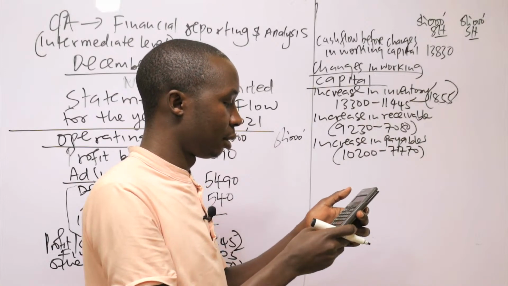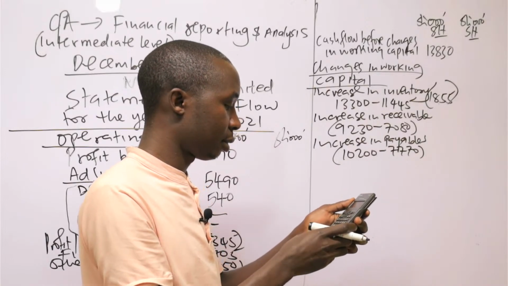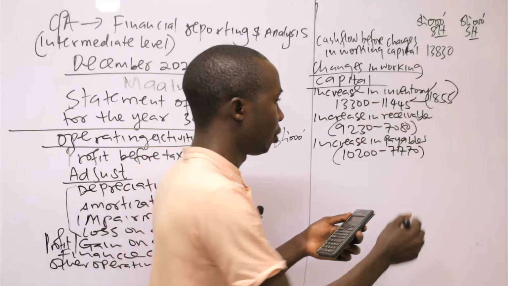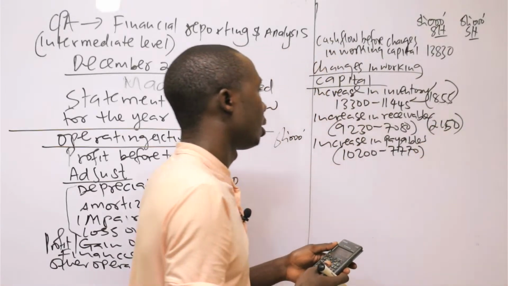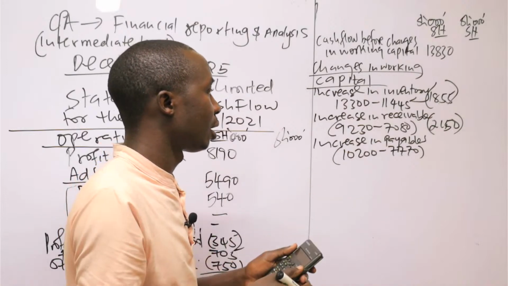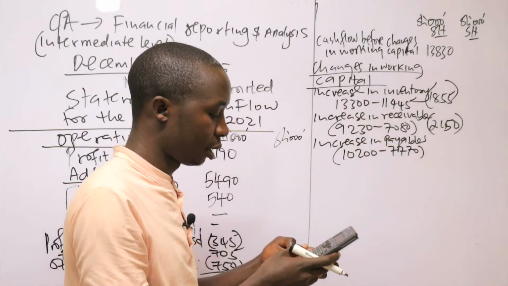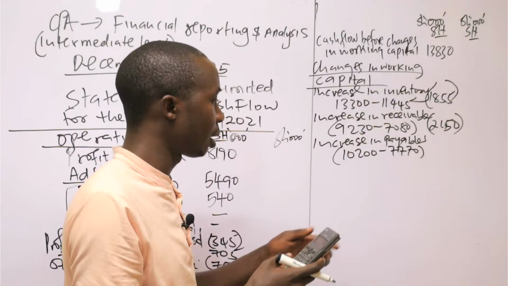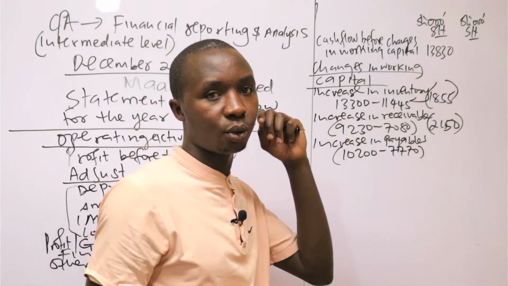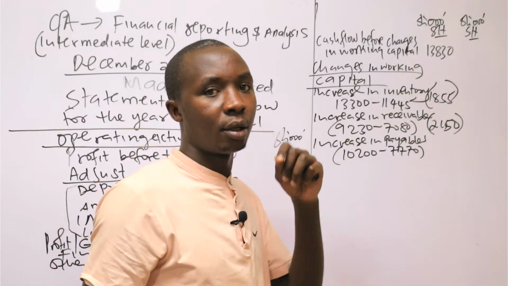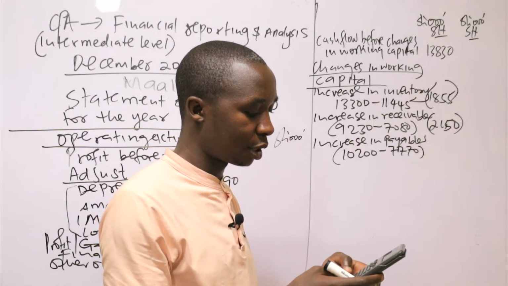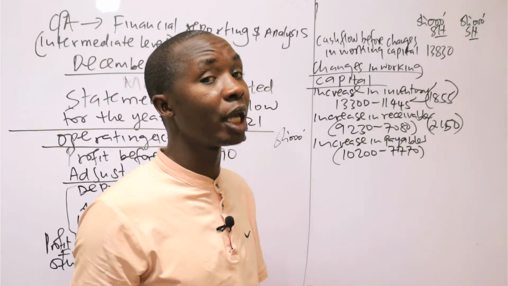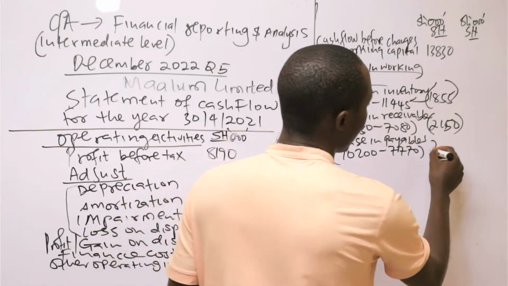So what's the figure there? If we do this, this is 2150. So again, an increase because your debtors have increased. Your payables are increasing, liabilities are increasing, meaning that payables are the people who sell to you, the suppliers. They sell to you on credit. So if the payables are increasing, meaning that you are purchasing without doing what? Without paying. So this one, there's no cash out.